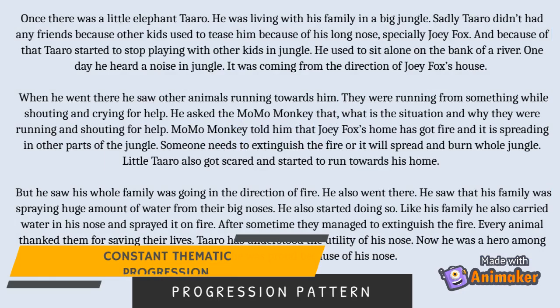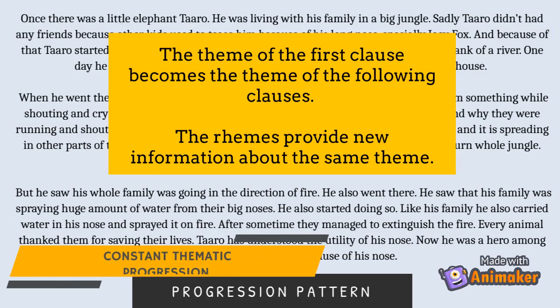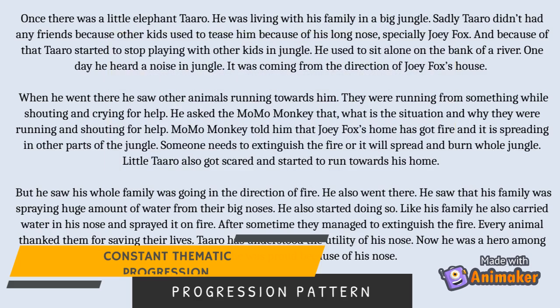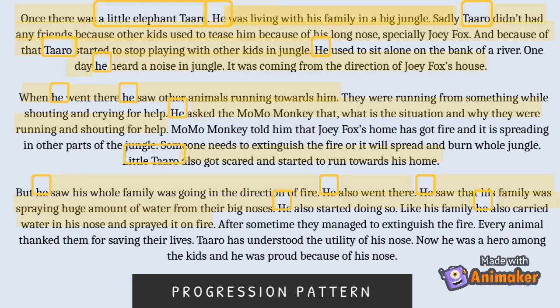In this text, the most frequent progression pattern is constant thematic progression, because the theme of the first clause becomes the theme of the following clauses, and the rhemes provide new information about the same theme. In the story, for instance, the most frequent theme is the elephant Taro, which is the subject in most of the sentences. But obviously the rhemes change, because they provide new information as the story goes on.